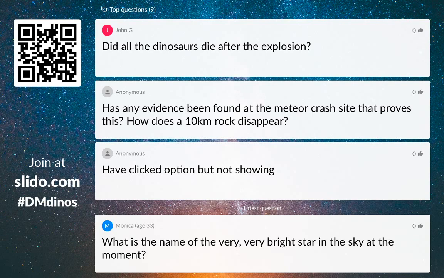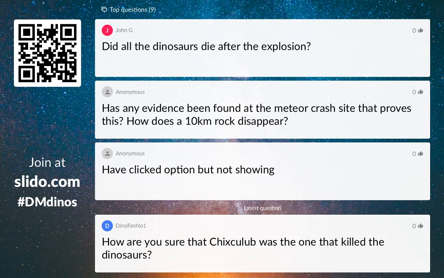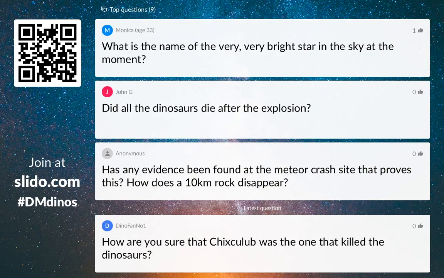So a lot of them would have died fairly early on, and then more of them would have died over the following year or so as a result of the wildfires, the atmosphere getting burned, the tsunamis, the earthquakes and volcanoes and everything else that would have been triggered. So they wouldn't have all died instantly, but a lot of them would have died straight away, and then they wouldn't have lasted much longer.